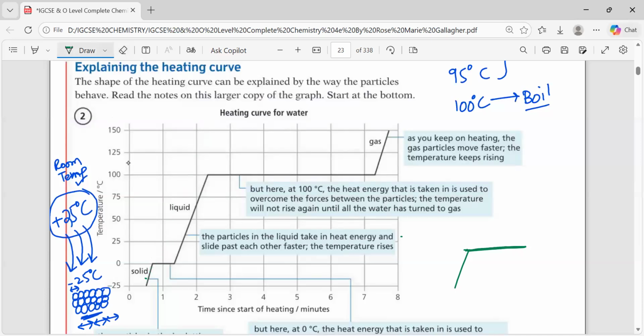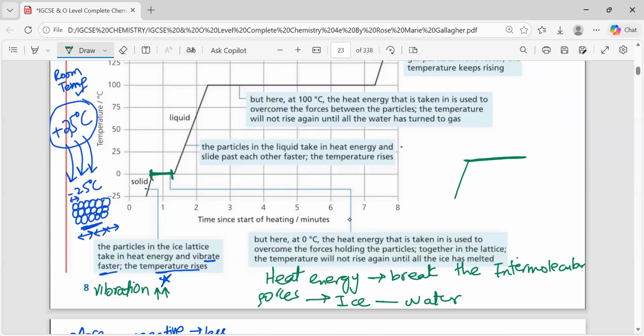Why? Because at 0 degrees Celsius, the temperature remains constant for some time, maybe 1 minute or 2 minutes. Why is it happening? Because in this time the heat energy absorbed by the ice is used to break the intermolecular forces. This is asked in the question: why at 0 degrees Celsius is the temperature not changing? Why is it constant for a few minutes? Why will the temperature not rise in this state?